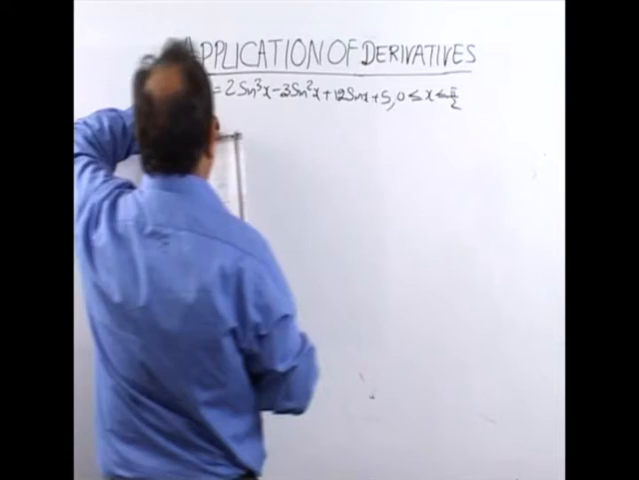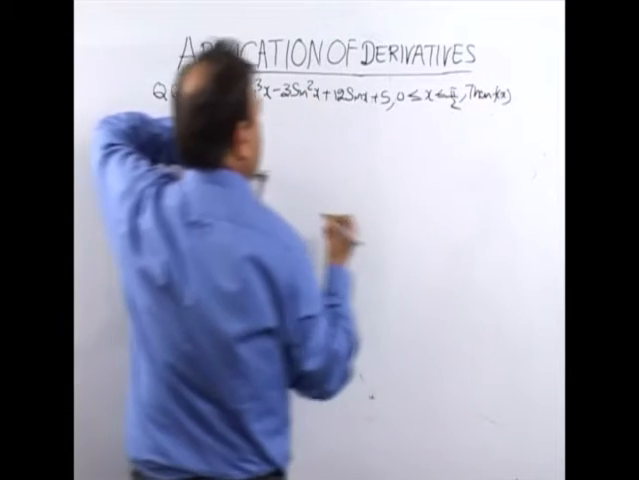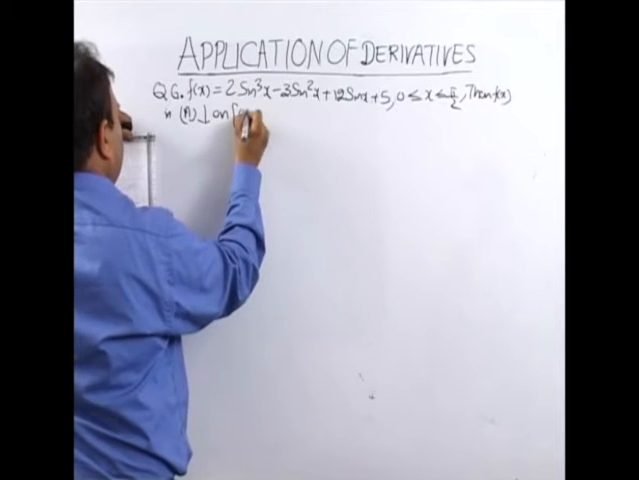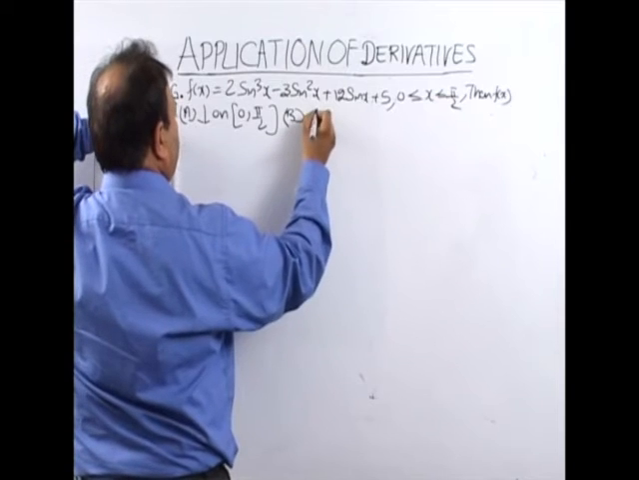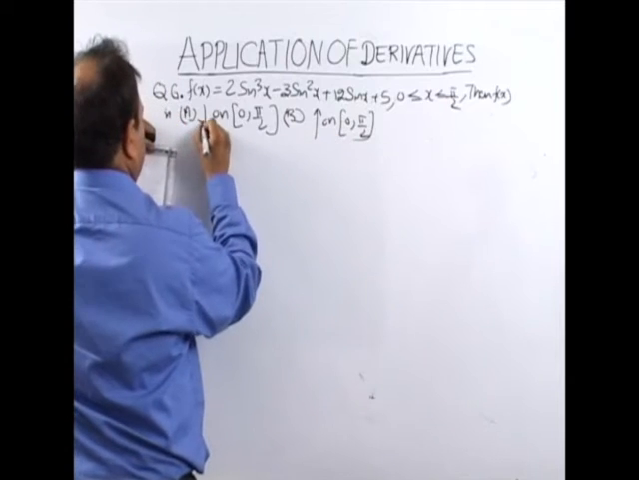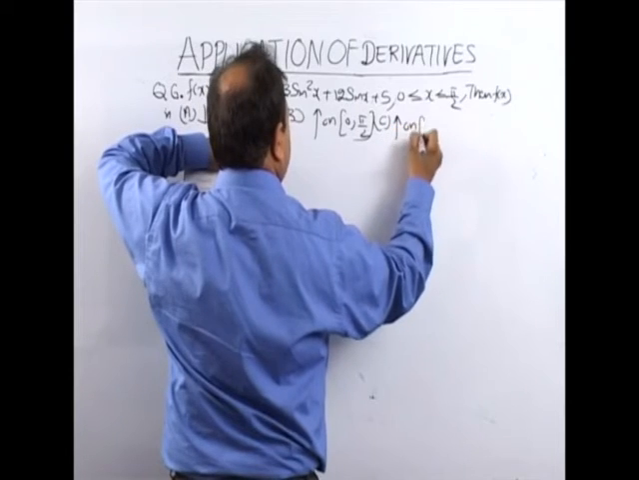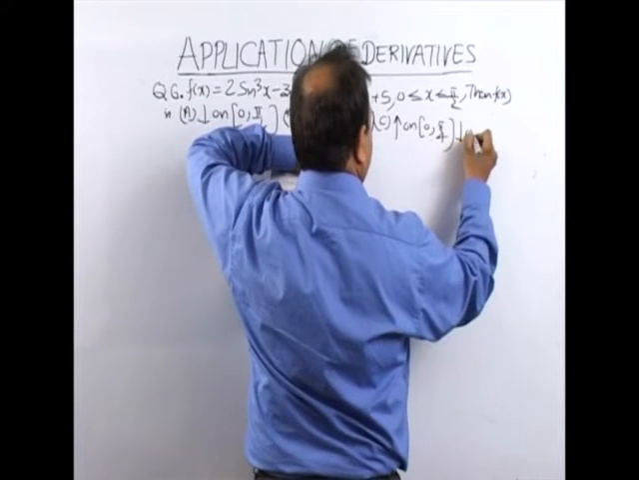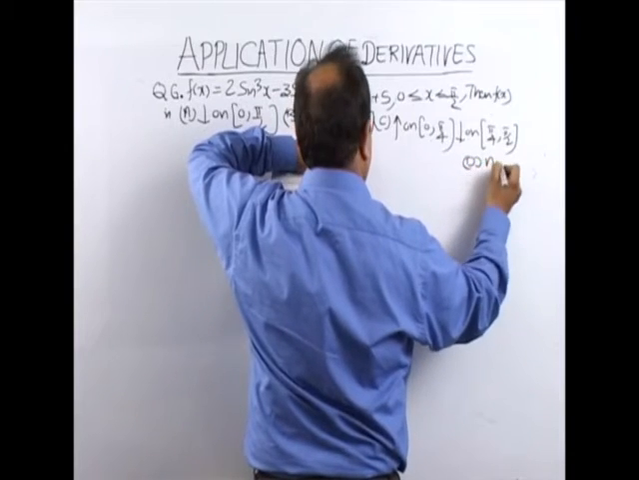X lies between 0 and pi by 2. Then fx is: A part, decreasing on 0 comma pi by 2. B option, we have increases on 0 comma pi by 2. C option is increases on 0 comma pi by 4, decreases on pi by 4 comma pi by 2, and D is none of these.